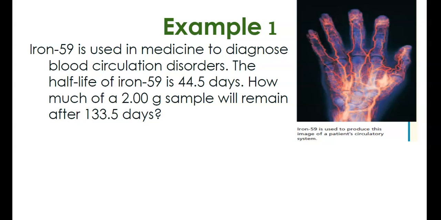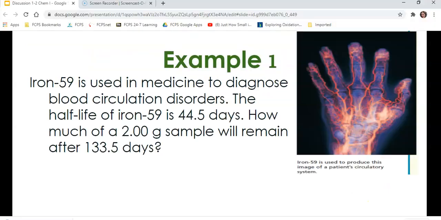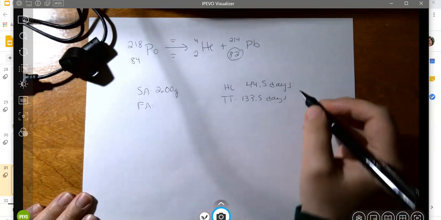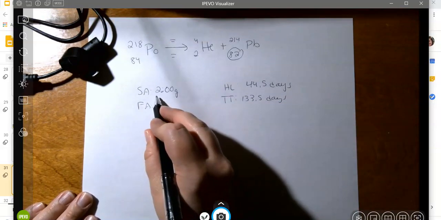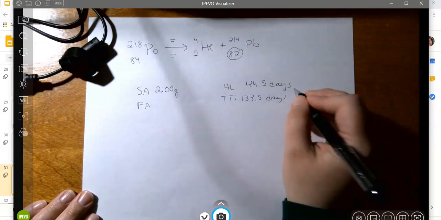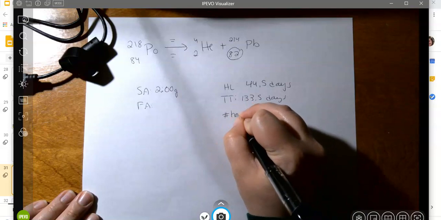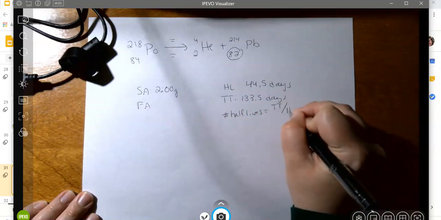All right, so here we have the initial amount, which is 2 grams. We have the half-life, which is 44.5 days, and we have the total time, which is 133.5 days. So let's take a look. Now, I know that every time a half-life goes by, this will divide in half, but I need to know how many half-lives will go by. So to figure out the number of half-lives, I can take the total time divided by the half-life.